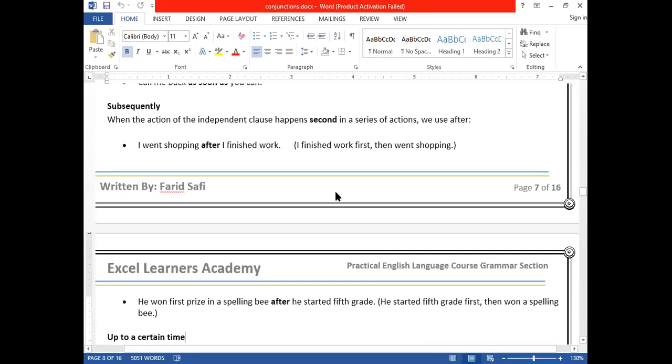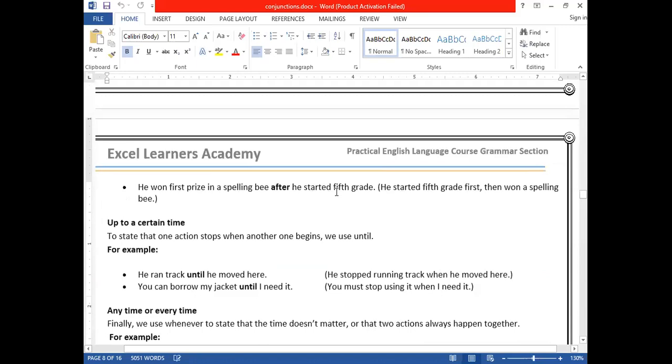If you want to show subsequently, when the action of the independent clause happens second in a series of actions, we use after. Clear? Before and after, these two. Like, I went shopping after I finished my work. I went shopping before I finished my work. You can get clear before and after. That's very easy to understand.